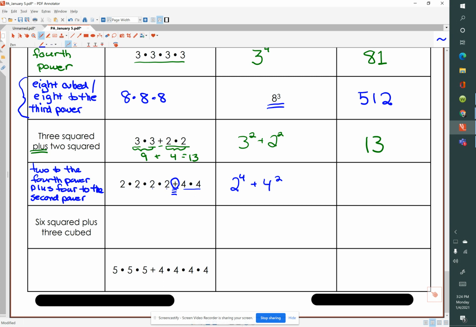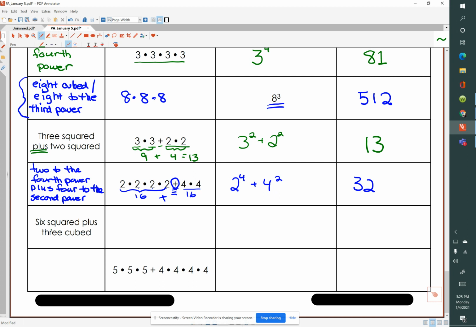So 2 to the 4th power is 2 times 2 is 4. 4 times 2 is 8. 8 times 2 is, let me see, 2 times 2 is 4. 4 times 2 is 8. 8 times 2 is 16. So we have 16 plus 4 times 4 is 16. So 16 plus 16 equals 32.